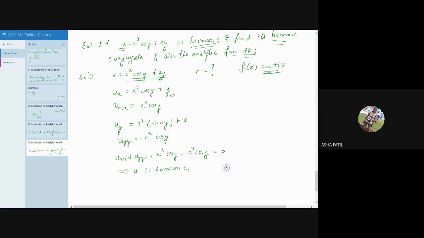Okay, I'll continue the same example in the next class. So we have just shown that u is harmonic. Let us find the harmonic conjugate and the analytic function in the next class.